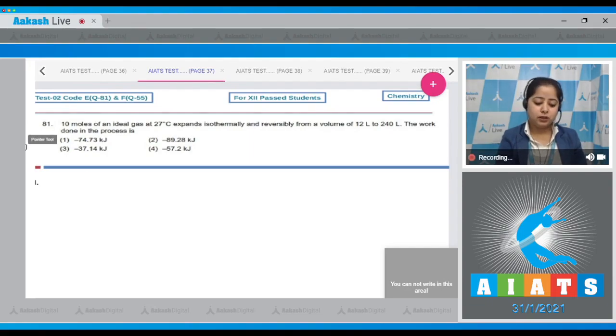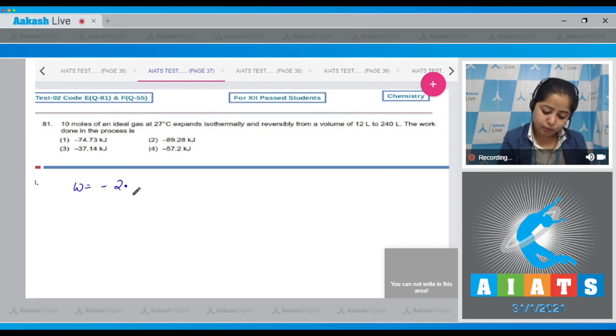Question number 81. Let's read it. 10 moles of an ideal gas at 27 degrees Celsius expands isothermally and reversibly from a volume of 12 liter to 240 liter. The work done in the process is. Student, we know that for a reversible expansion, W is equal to minus 2.303 nRT log V2 upon V1.